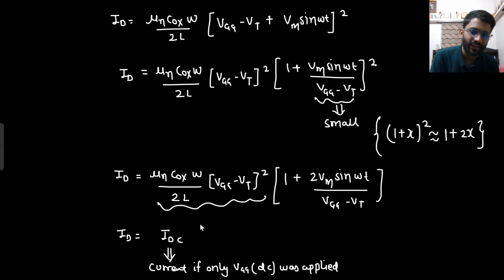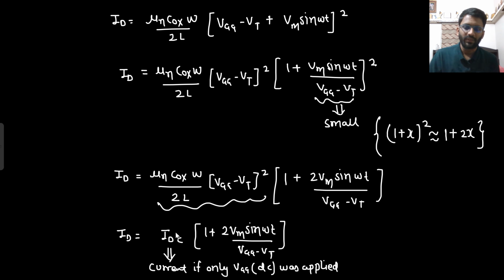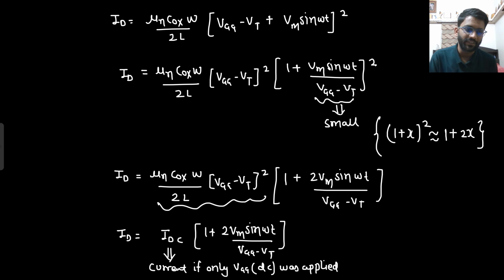This is my IDC, and then I am having 1 plus 2 Vm sin omega t over (VGG − Vt). Now what I can write is ID equals, now this IDC can go inside, IDC into 1 plus IDC into this factor. So it will be IDC plus 2 into IDC over (VGG − Vt) into Vm sin omega t.